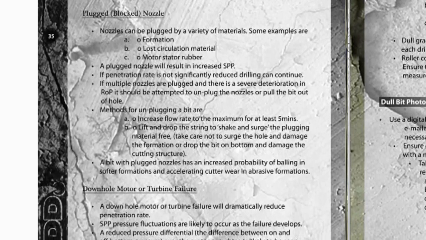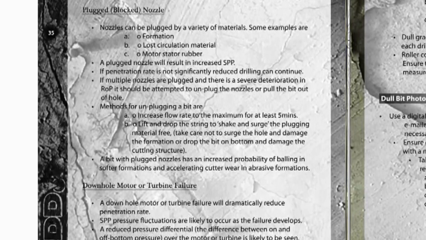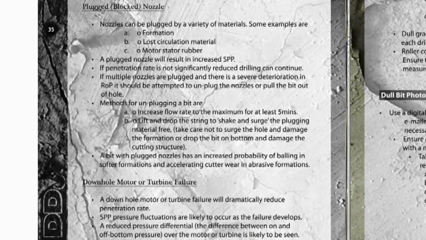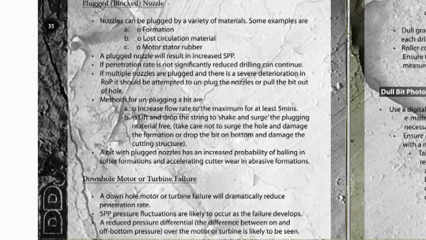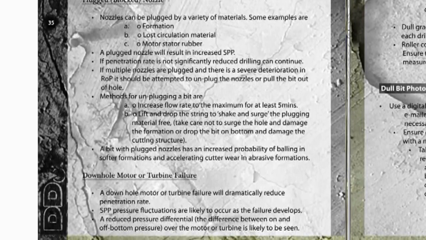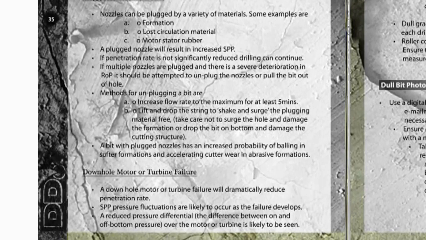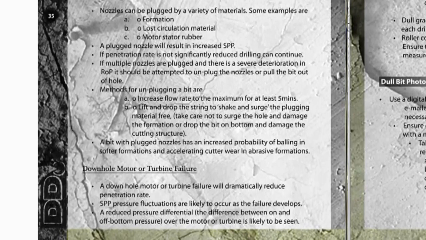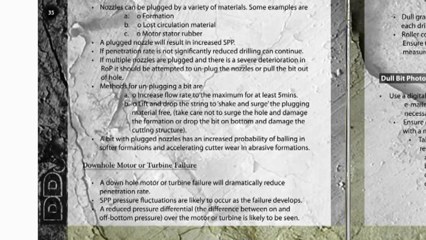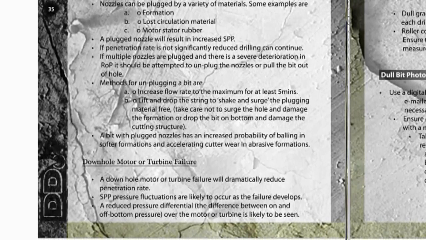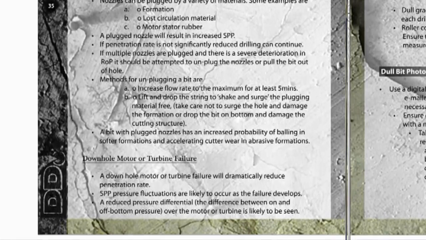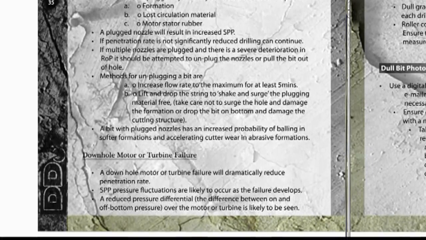Downhole motor or turbine failure. A downhole motor or turbine failure will dramatically reduce penetration rate. SPP pressure fluctuations are likely to occur as the failure develops. A reduced pressure differential, the difference between on and off bottom pressure, over the motor or turbine is likely to be seen.